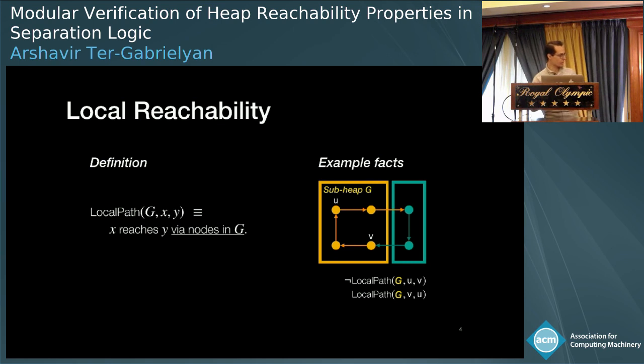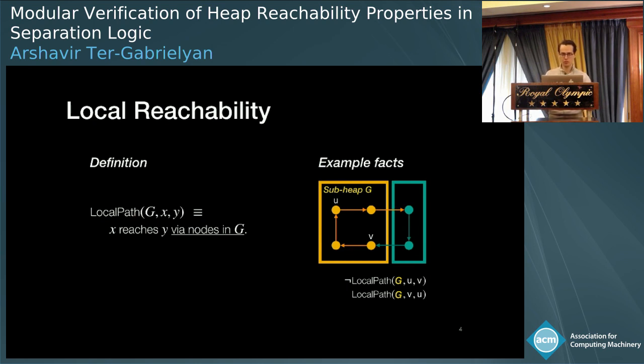So here's a concrete example. In this example, there does not exist a G-local path from U to V, because in order to reach V starting from U, we would need to traverse the heap exiting G and then come back into it. But there does exist a G-local path that connects V to U.